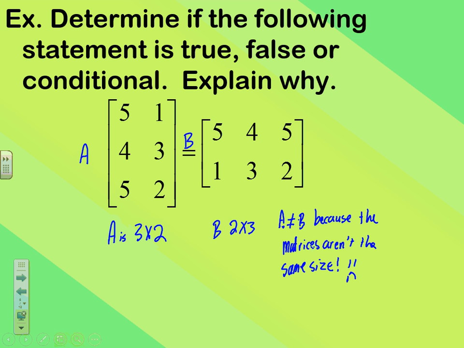So even though they have the same numbers, they're not in the same order, meaning the elements don't really match up. Because if I look at row 2, column 1 of matrix A, I have a 4, but if I look at row 2, column 1 of matrix B, I have a 1. So the elements don't match up, but they're not even the same size. So because they're not the same size, they definitely cannot be equal to each other.